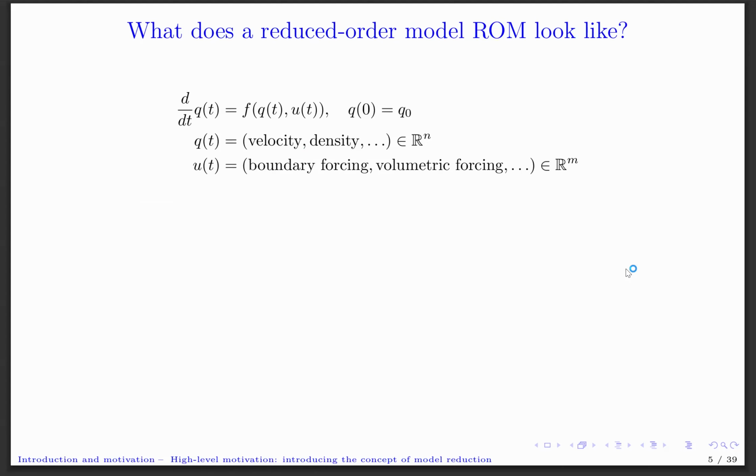So what does a ROM look like? So when we talk about reduced order models, implicitly there's always an underlying full order model, henceforth the FOM. So this is a very high-dimensional set of ODEs that is governed compactly by this equation. Q is the state and U is the control input. So if we're talking about fluid mechanics, Q is the state, for instance, the spatially discretized velocity, density fields, and so forth on a computational grid. And U is an external input in the form of boundary forcing, volumetric forcing, and so forth.